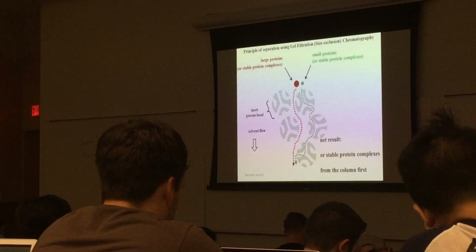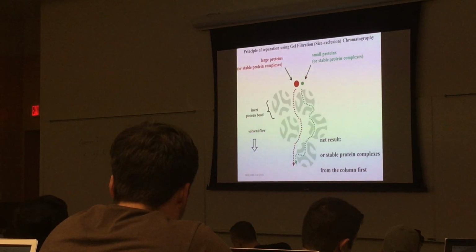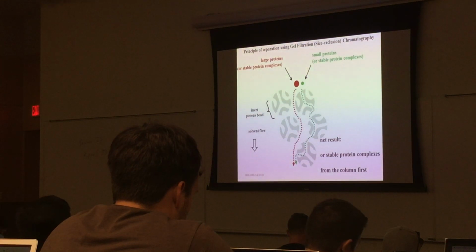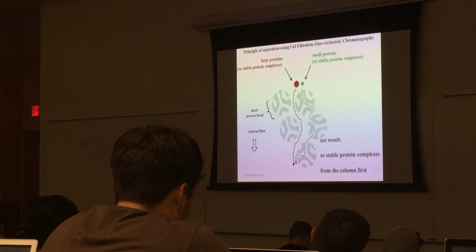We'll talk about it, size exclusion here. And here we have these inert porous beads. You have these beads of gray on the slide, and they have holes in them. You could think of them as little sponges, okay? That have pores in there. And you have some large proteins and small proteins. Sometimes that says stable protein complex.